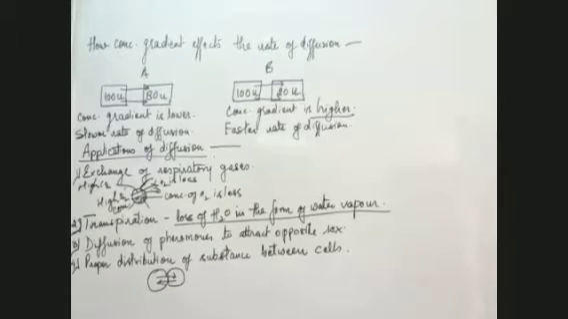So here are 4 applications of diffusion. One is exchange of respiratory gases. Second is transpiration. Third is diffusion of pheromones to attract the opposite sex. And then proper distribution of substance between the cells. So these are the 4 applications of diffusion. Now there is one more term which is known as facilitated diffusion.